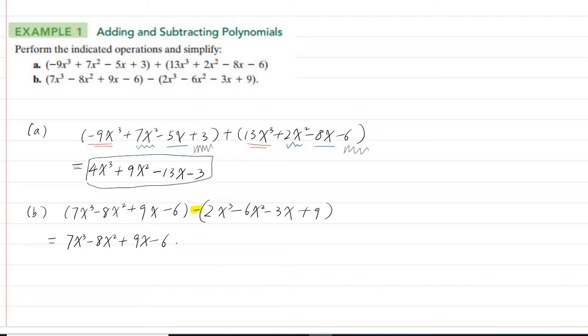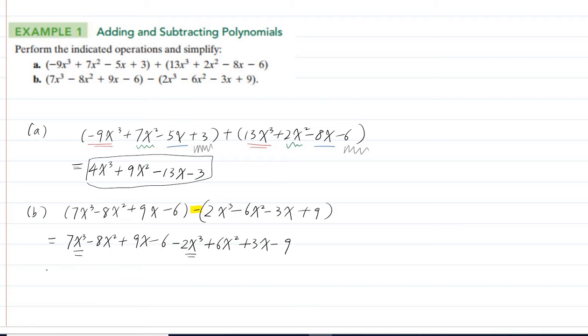And then that's going to become negative 2x cubed. And then this negative becomes positive 6x squared. And then the negative becomes positive 3x. And then minus 9. Okay? Once we have this, we're doing the same thing. We're going to collect the like terms.